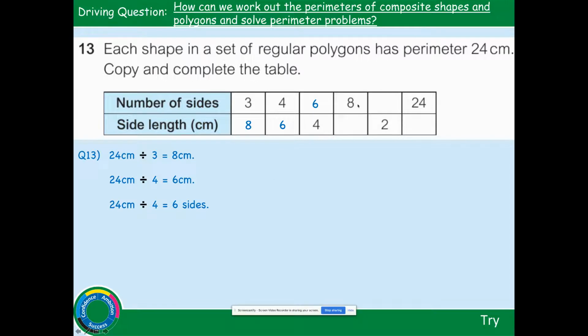Next one, 24 divided by 8, gives us 3. So 3 centimetres is the length of one side. But 24 divided by 2, which is 12. So we know that shape has 12 sides. Here we've got the number of sides is 24. So the perimeter is 24, divide by 24. So we know that each side is 1 centimetre long.